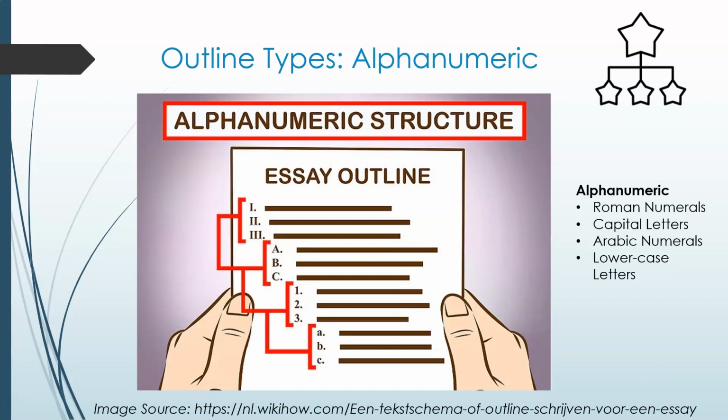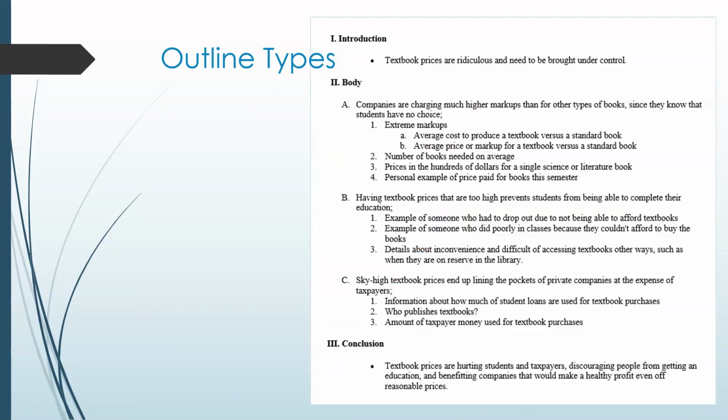Here you can see a generalized picture of what an alphanumeric outline looks like. It begins at the highest level with Roman numerals for the most important or highest level aspects. Then it has capital letters for the next level, Arabic numerals for the next level down, and finally lowercase letters. If another level is needed, lowercase Roman numerals can be used. This is the standard arrangement for outlines, and many word processing programs will produce these labels for you automatically if you wish to use them. Let's take a look at how this can look in practice.